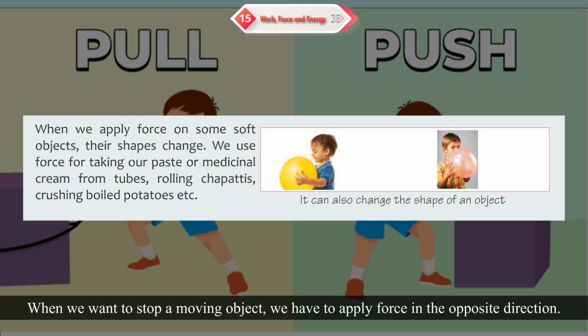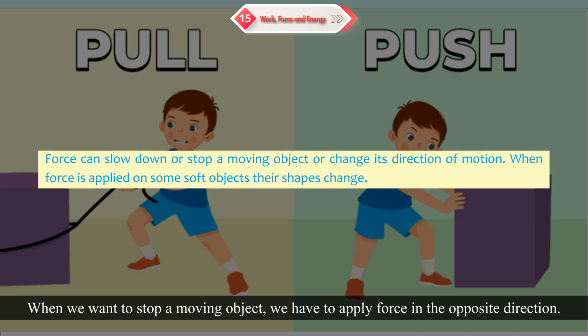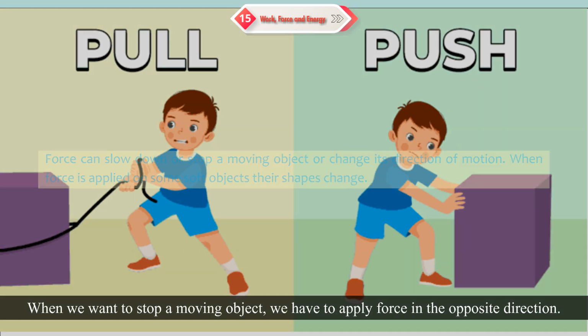When we apply force on some soft objects, their shapes change. We use force for taking our paste or medicinal cream from tubes, rolling chapatis, crushing boiled potatoes, etc. Force can slow down or stop a moving object or change its direction of motion. When force is applied on some soft objects, their shapes change.